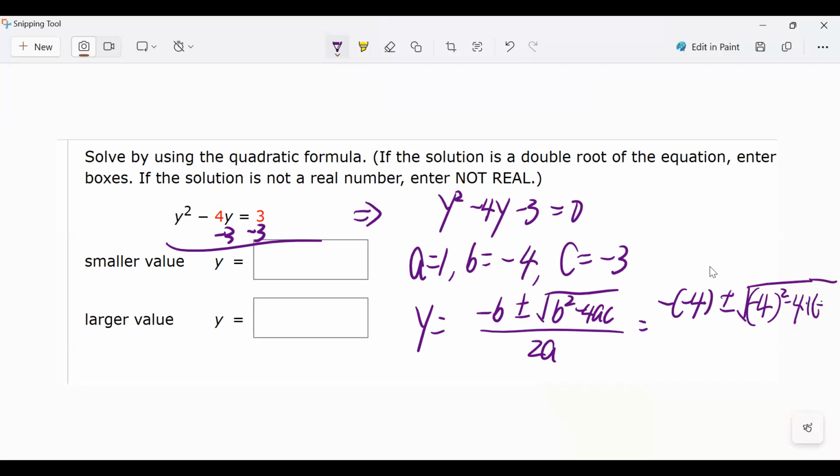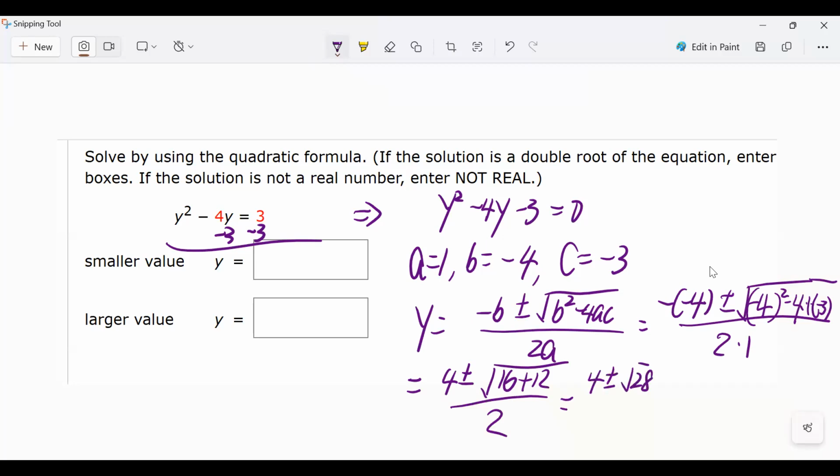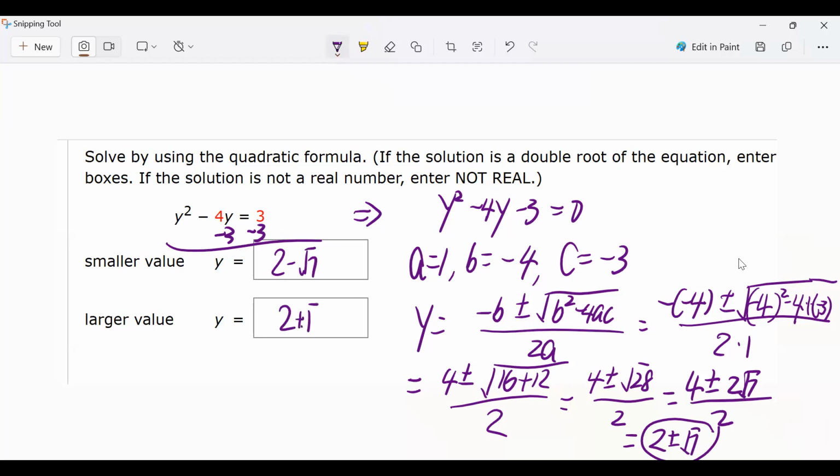Plus or minus radical of negative 4 squared minus 4 times 1 times negative 3, over 2 times 1. So that'd be 4 plus or minus radical 16 plus 12 over 2, which is 4 plus or minus radical 28 over 2. Radical 28 is radical 4 times 7, so 4 plus or minus 2 radical 7 over 2. Now if you simplify that, it becomes 2 plus or minus radical 7. So the smaller value is 2 minus radical 7, and the bigger value is 2 plus radical 7.